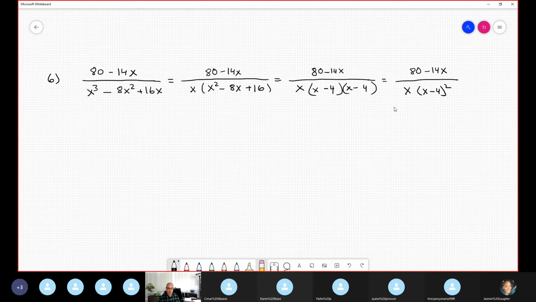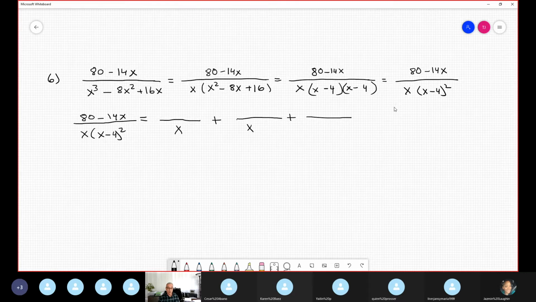Okay, now this is ready to set up the typical format of the partial fraction decomposition. Let me copy 80 minus 14x divided by x times x minus 4 squared. Well, this is linear, but repeated, because the multiplicity is 2. Therefore, we have 3 expressions. Why 3? Because only one is for x. x is a non-repeated factor. However, the factor x minus 4 is repeated.